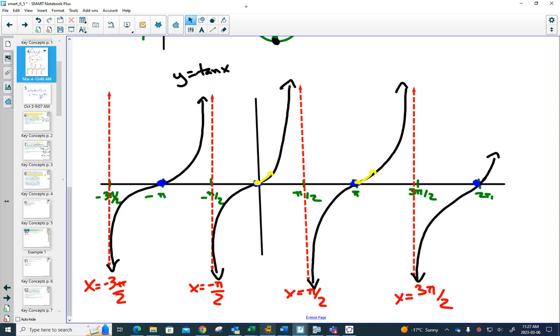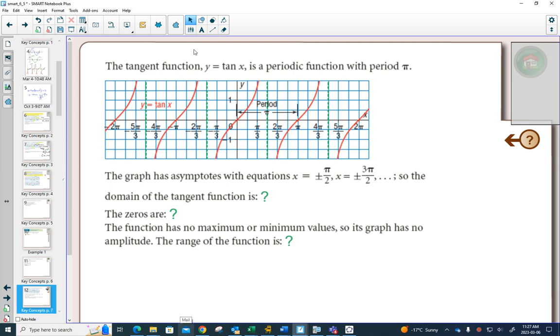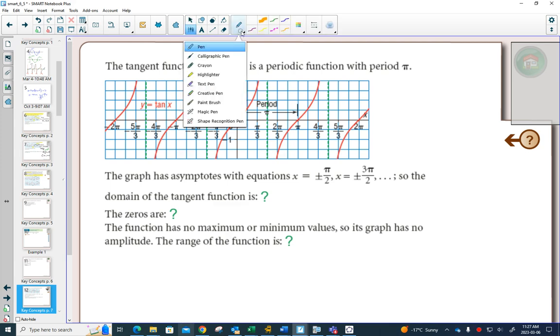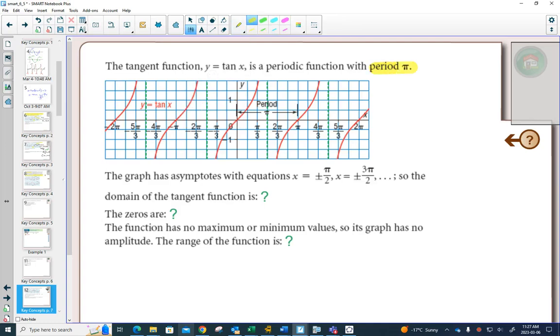All right, everybody have it graphed? So we can go back to our highlighter here and highlight period is pi on our graph. There is no amplitude because it goes up and down forever. Some things to write off to the side.